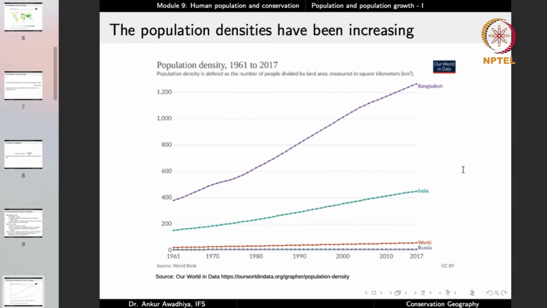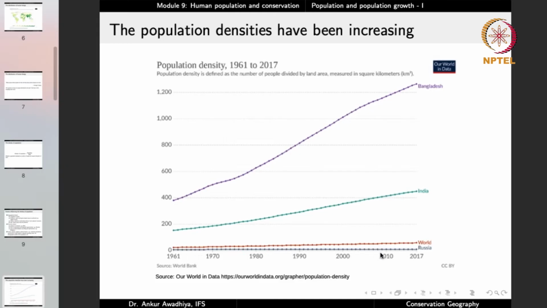But on an average, if we look, we'll find that the population densities have been increasing with time. In the last 60 years, the population density in areas like Bangladesh or India has roughly tripled. So in Bangladesh, it moved from around 400 people per square kilometer to roughly 1200 people per square kilometer. In India, it moved from roughly 150 people per square kilometer to roughly 450 people per square kilometer.